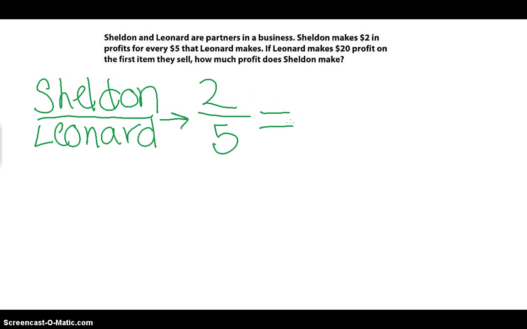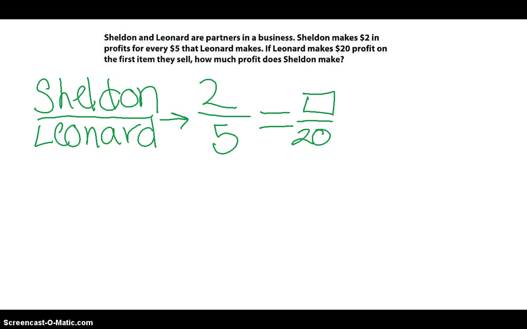So now it says if Leonard makes $20 on the first item they sell, that's another Leonard number, so it goes on bottom. How much profit does Sheldon make? Well, I don't have another Sheldon number, but I have a blank, so I'm just going to put a box there for now. So now I need to solve this problem, and I need to know my next proportion rule, or my next proportion method to solve this.